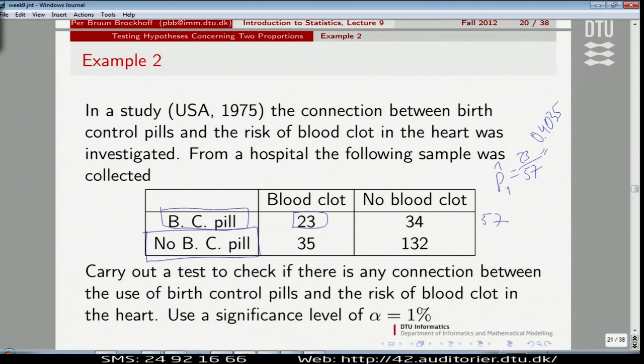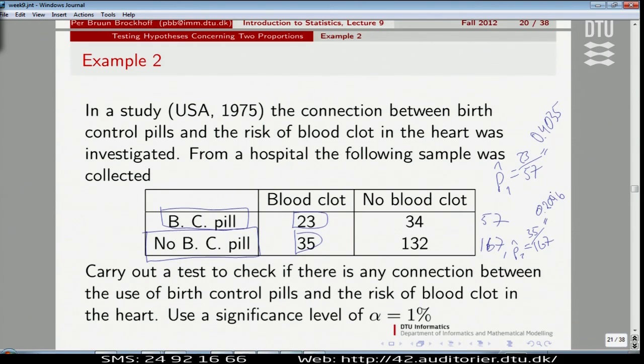And what about those females not using birth control pills? I had a bit more of those ones in the sample. I had 167 actually. 167, that was the N for this group. What is the P2 hat then? That would be that I had 35 getting the problem out of 167, with the percentage being only around 21%. So among the birth control females, 40% got the disease. Among the non-birth control group, only 21%.